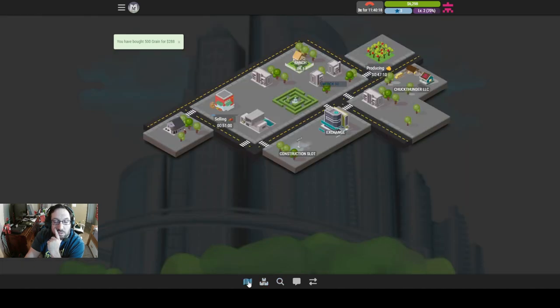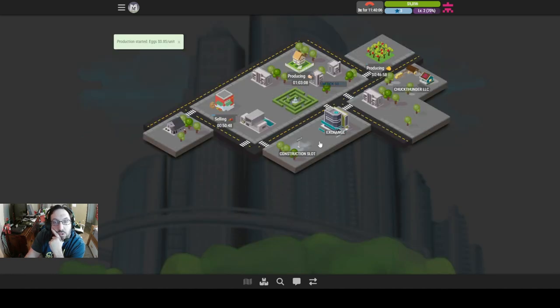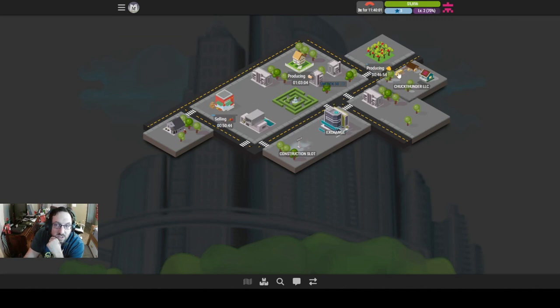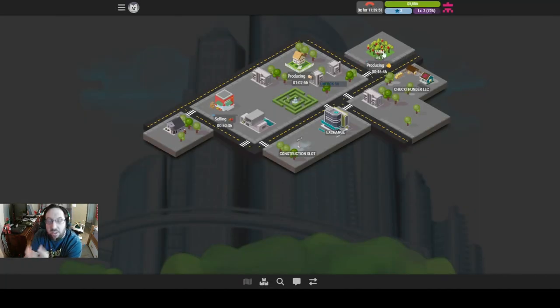Bought. Let's go back here, go to the ranch, and we can make 1,000 eggs. And that'll take an hour and 3 minutes. Okay. So we're doing that. Well, guys, we've kind of now locked ourselves into about an hour's worth of waiting here. Production and sales are accelerated by a factor of 3. So, I mean, this is faster by 3 times the amount. Oh, boy.